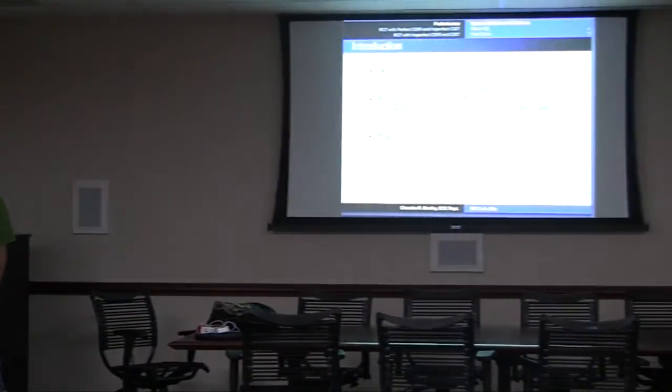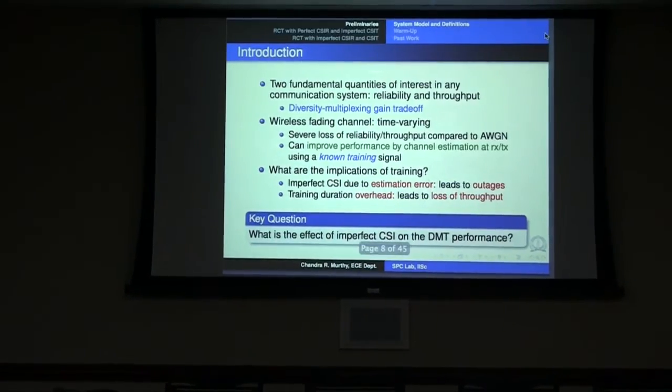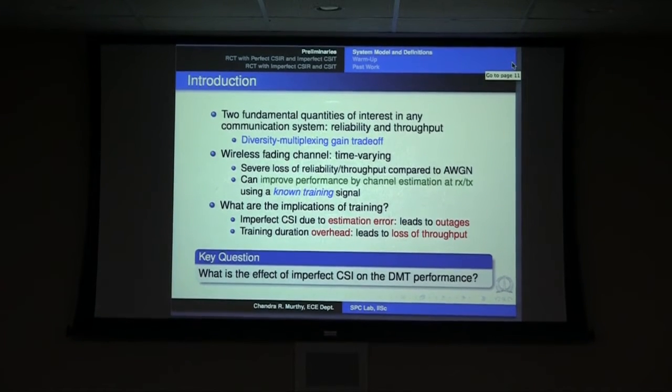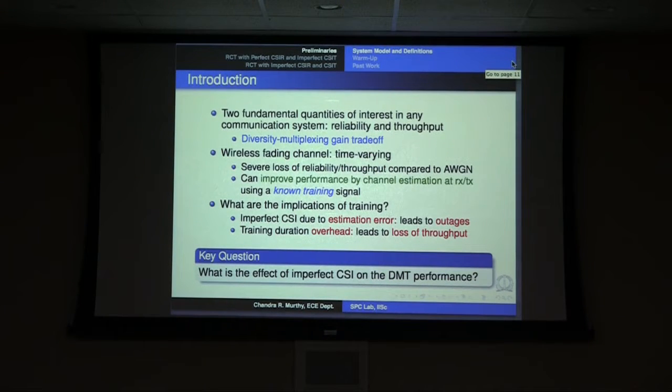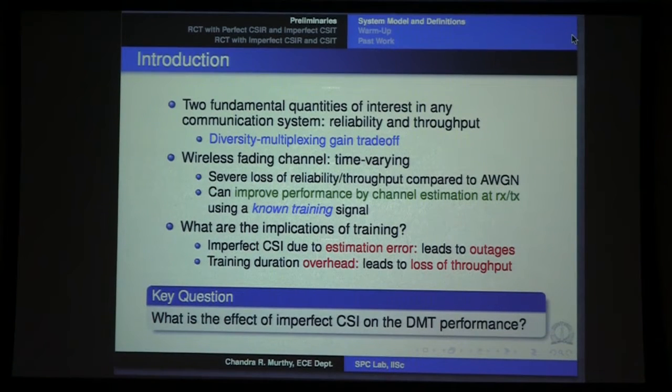So for a moment, let's talk about what are the implications of training. There are actually two implications. One of them is obvious. The first one is basically that if you train, then you have channel estimation errors, because there is AWGN that you cannot get rid of. And so there is estimation error, and that can lead to outage of packets. Because based on your estimate of the channel, suppose you pick the transmit power level for the packet, then at that power level, if you underestimated the channel state, then your packet will not go through. So you could have a packet outage.